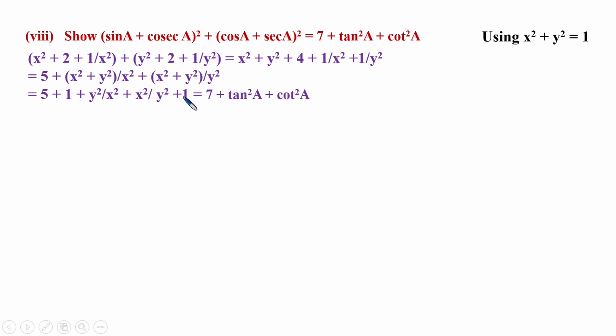6 plus 1 is 7, and 7 plus this is your cos by sine square, that is cot square, and then sine by cos, so sine square by cos square is nothing but tan square.